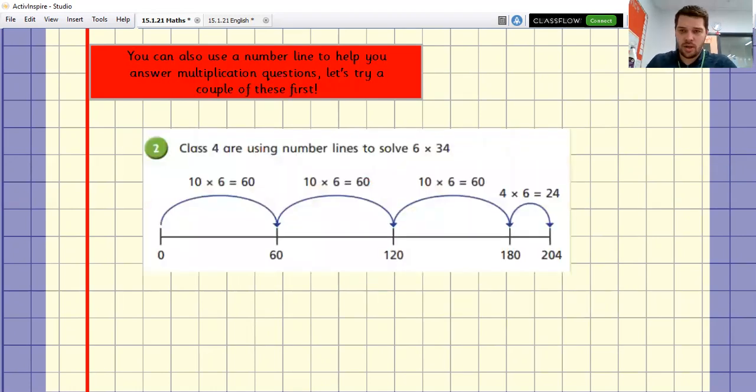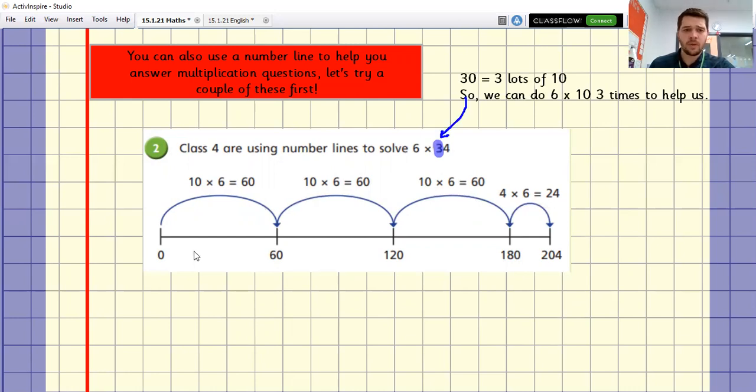I also want to show you one more method, and this is the number line method. So it's still partitioning, but it's doing it in a visual way that I think you might actually quite like. So Class 4 are using number lines to solve 6 times 34. Have a little look and see if you can work out how they've done that. Have a look at the lines to create groups of. Why is it 10 times 6, 10 times 6, 10 times 6, and then 4 times 6? What's the purpose? Where did we find those numbers from?